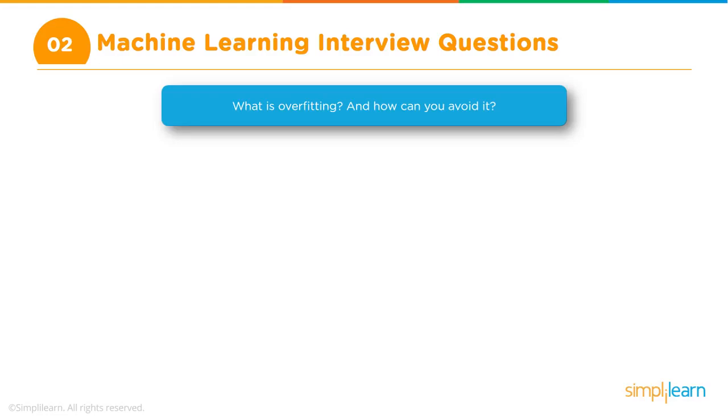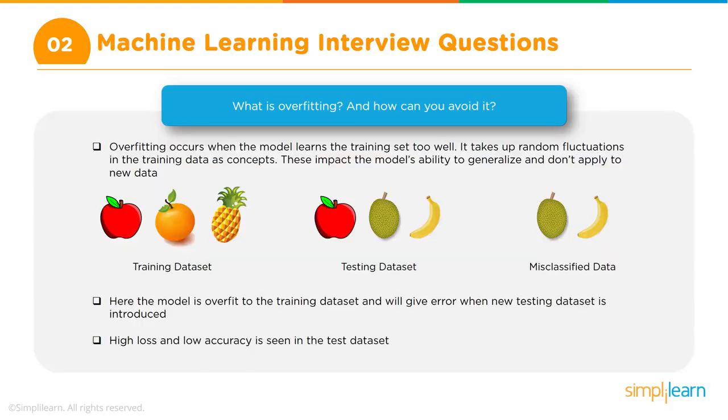Then there could be a question on overfitting. So the question could be, what is overfitting and how can you avoid it? So what is overfitting? Let's first try to understand the concept, because sometimes overfitting may be a little difficult to understand. Overfitting is a situation where the model has kind of memorized the data. So this is an equivalent of memorizing the data.